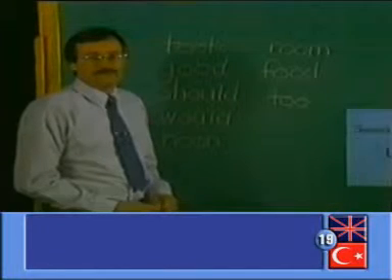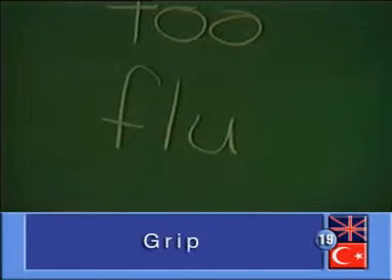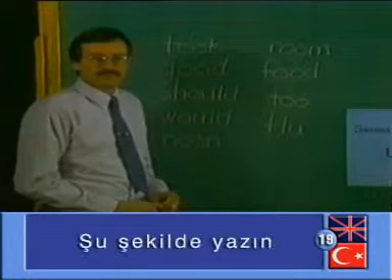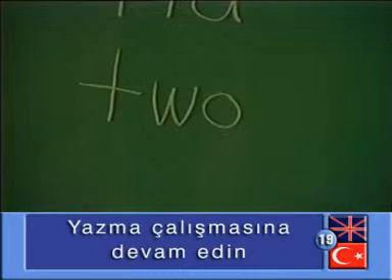Now write the word flu. I don't feel very well. I have the flu. F-L-U spells flu. And the last one, write the word two, the number 2. How do you spell that? Right this way, T-W-O. Good job. Keep practicing that writing.